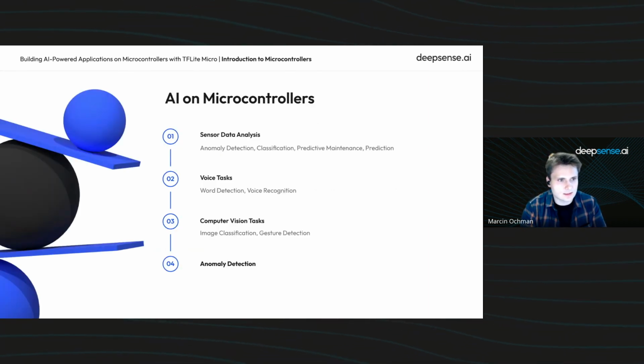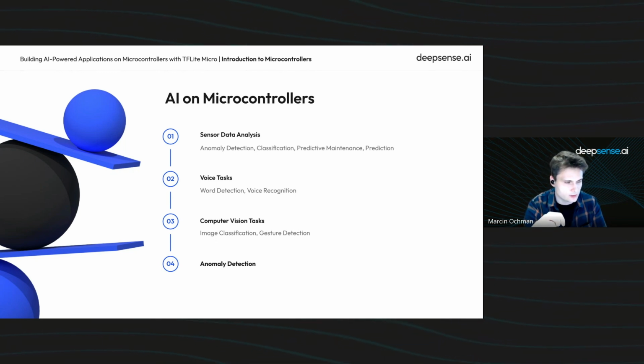Microcontrollers can handle various AI applications, such as voice tasks like word detection and voice recognition, sensor data analysis, for example, for predictive maintenance, and computer vision tasks like image classification and gesture detection. These applications demonstrate the flexibility and utility of microcontrollers in deploying AI-powered solutions across various industries.